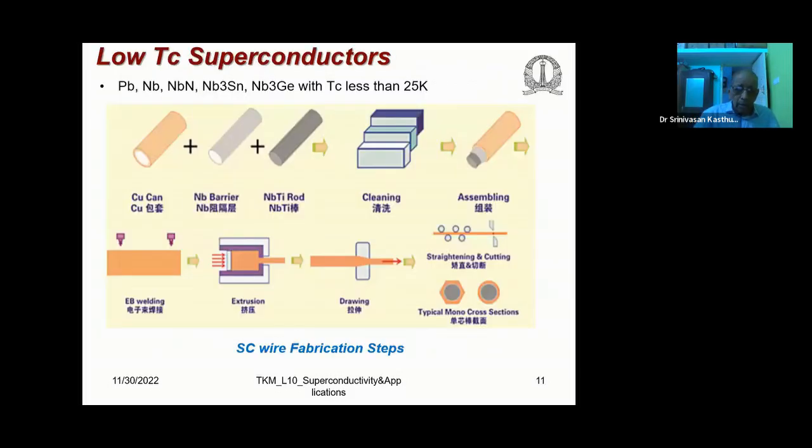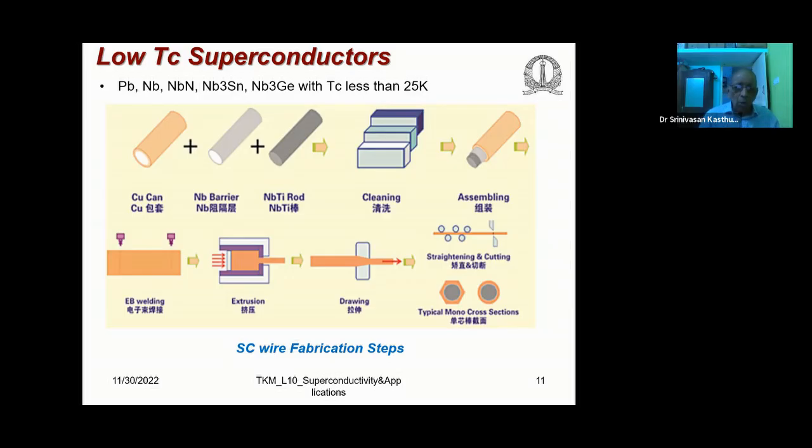Okay. I will now discuss how exactly the superconductors are prepared. How do you get superconducting wires, for example? What we do is we start with a copper can. I'm first talking about the low temperature superconductors. You can get many kilometers of superconducting wires, commercially available these days. Materials like lead, niobium nitride, niobium tin, niobium germanium, etc. are now prepared. They have TCs less than 25 Kelvin.